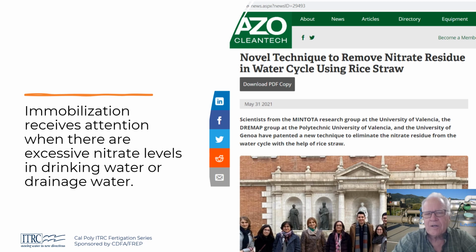And here's a little article right here from 2021 about students from Valencia, Spain, and University of Genoa, and I have no idea how they got a patent, but it says they patented a new technique to eliminate nitrate residue from the water cycle with the help of rice straw. So not sure about that patent, since people have been doing this for decades and decades, but it shows you there are other interests in this also.